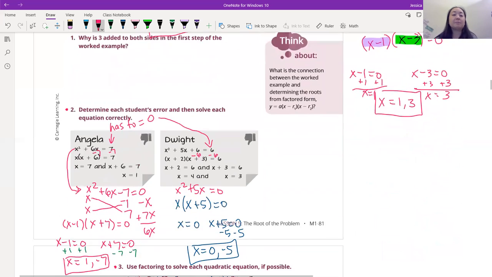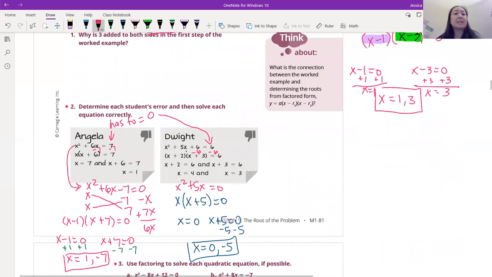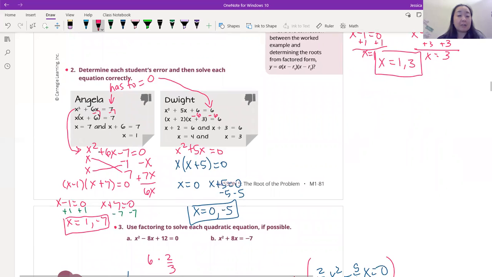So for number 2, we had decided, because they both got a thumbs down, what's wrong? Angela didn't set it equal to 0. Dwight also didn't set it equal to 0. So you cannot use those. You can't do that. This is not the zero product property. There's no such rule. It's only for 0. So if you take a look at your answers, you are going to factor, then set it equal to 0, and you should get the answers of 1 and -3, -7.